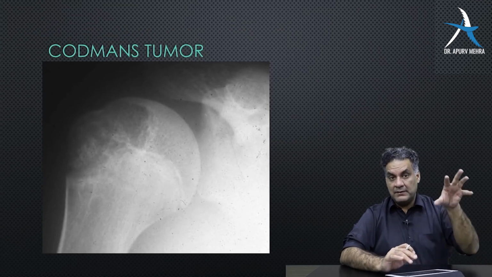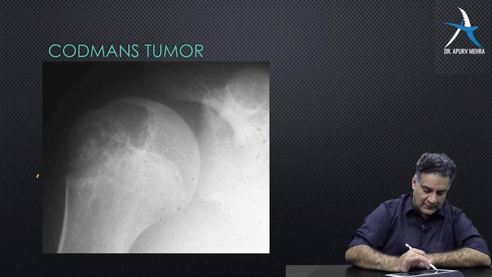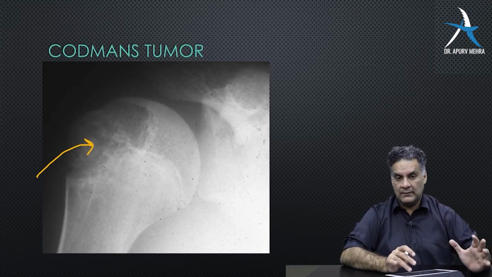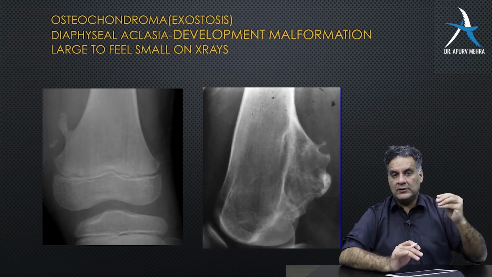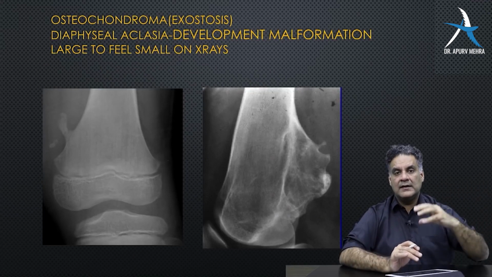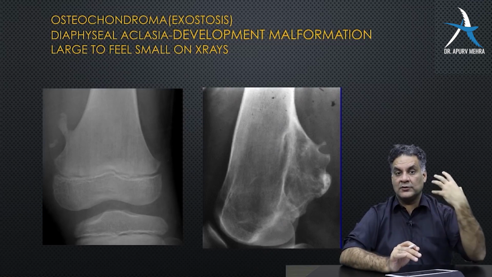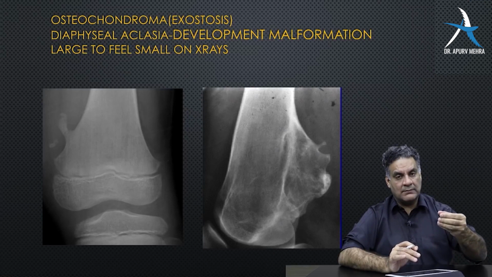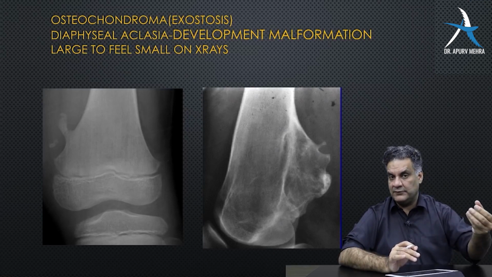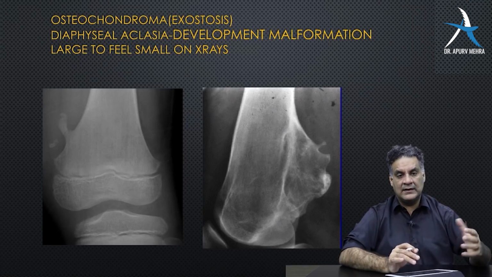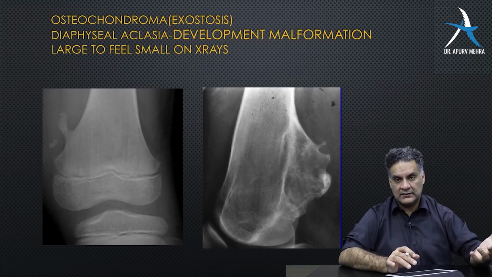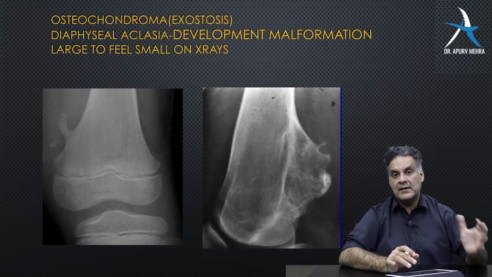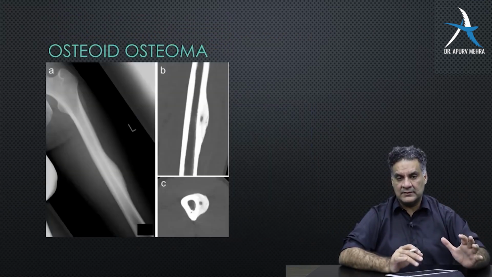When you have an epiphyseal lesion along with calcification, it's called Codman's tumor. It's a chondroblastoma. When you have a bony growth going away from the bone, covered with cartilage, it is called an osteochondroma. Remember, it's a developmental abnormality. When you touch the bone, you will feel it. When you touch the cartilage, you feel it. When you click the X-ray, you don't see the cartilage. So large to feel, small on X-rays. They have malignant transformation into chondrosarcomas, but the risk is always less than 1%.